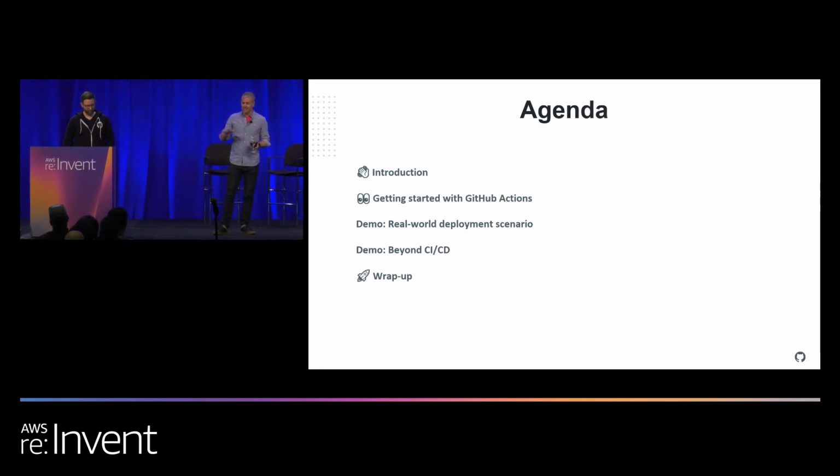And then I'm going to take over and do a couple of demos for us. We'll first of all look at a real-world deployment scenario. So we've got an application that we'll deploy to AWS using GitHub Actions. And then we want to add on another short demo where we look at other automation possibilities using GitHub Actions. So it's not just a CI/CD tool, as you'll see.